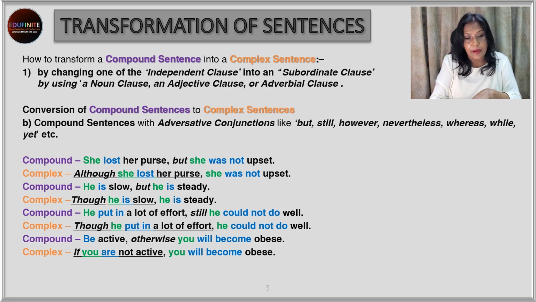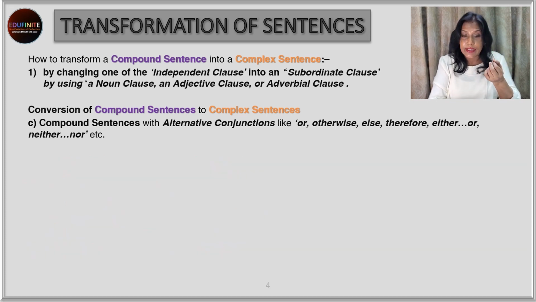Now the next type. Well, compound sentences with alternative conjunctions like or, otherwise, either, therefore, either...or, neither...nor, etc. So what do they actually express? They express an alternating relationship between the two independent clauses. And how do we transform them? Well, let's look into some of the examples to understand it.